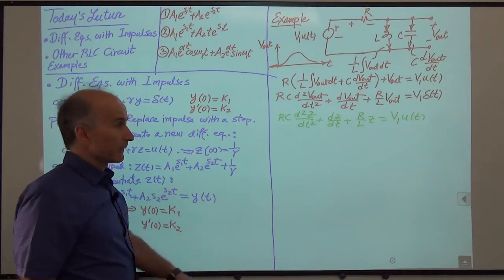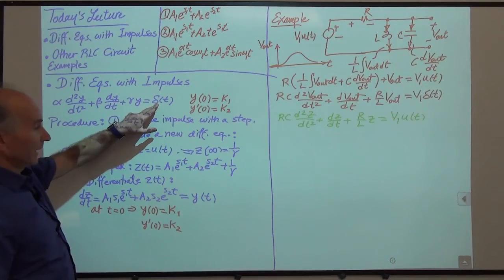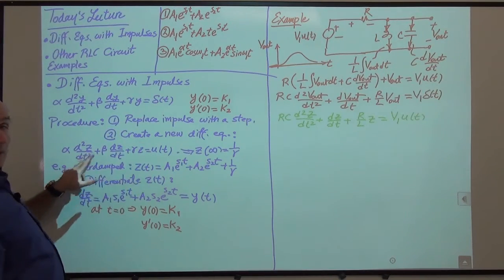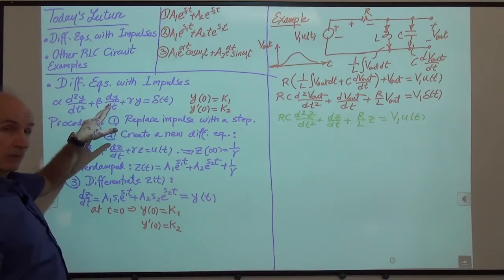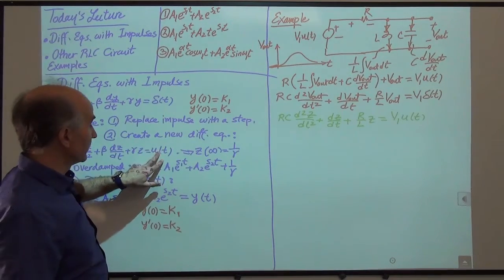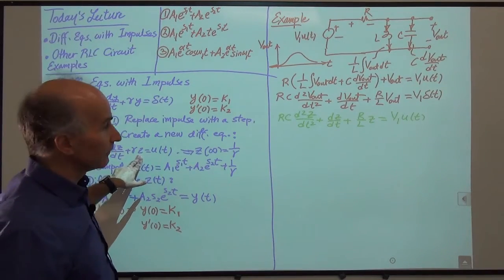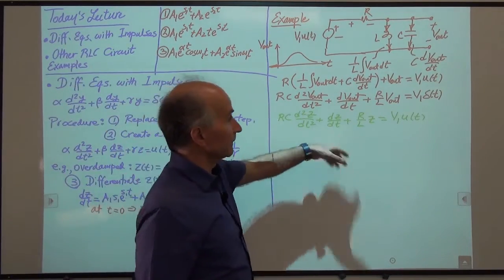Okay, you're following that? Remember what we said: if you have an impulse, first change that impulse to a step, and then write a new equation and call that Z, not Y anymore. So that's what I did. I had an impulse, I changed it to a step, U, and I changed V out to Z to avoid confusion.